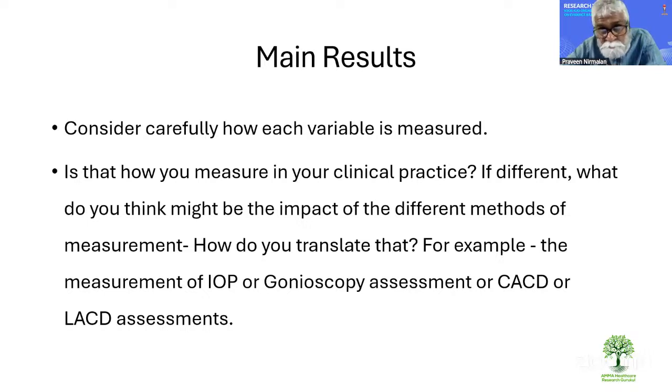You need to look at how each variable is measured. For this trial, you would then consider how was IOP measured, how were the angles measured, what were the tests that were being done. And as you're reading the paper, because your primary interest is to take this information into your clinical practice, you also need to think over how do you do this in your clinical practice? Is it the same way? If it is different, what do you think might be the impact of the different methods of measurement? For example, if the measurement of IOP or gonioscopy is different in the paper from what you do in your clinical practice, then how do you apply those results to your clinical practice? That's something that you need to consider.